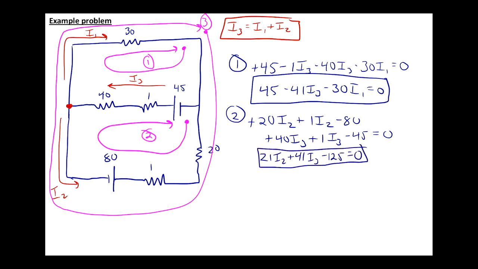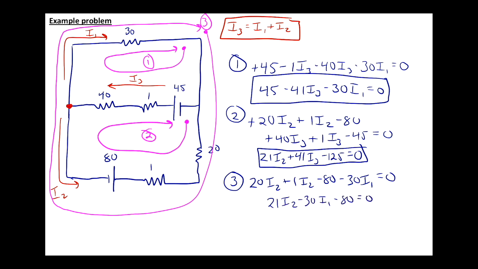Technically, we have enough equations right now to solve the system of equations for the unknowns, but let's do one more loop for fun. So all the way around the outside, we've actually done both of these parts. We're sort of putting together, combining parts of the other two equations. So you should be able to recognize that we get, 20, I can't write with a laser pointer, 20 I2 plus 1 I2 minus 80 minus 30 I1, and it looks like I'm back to where I started, so that equals 0. Combining terms, 21 I2 minus 30 I1 minus 80 equals 0.